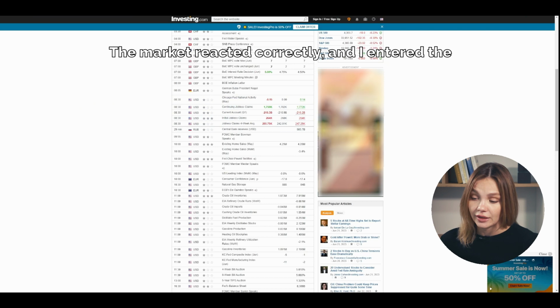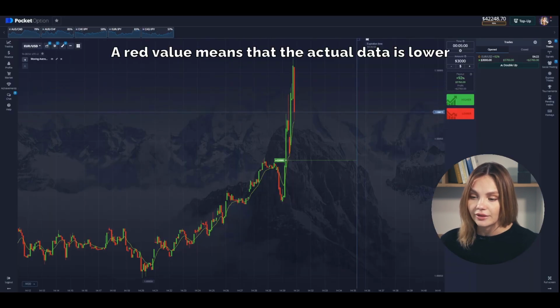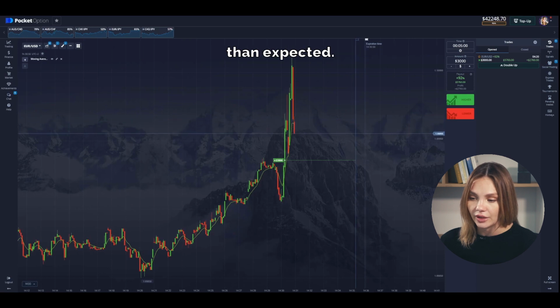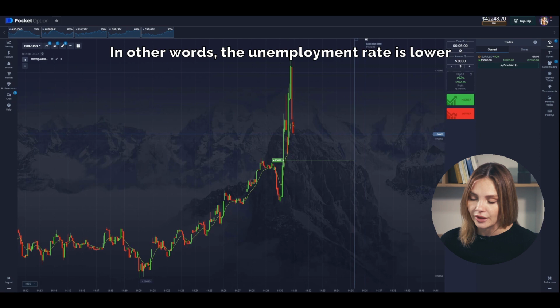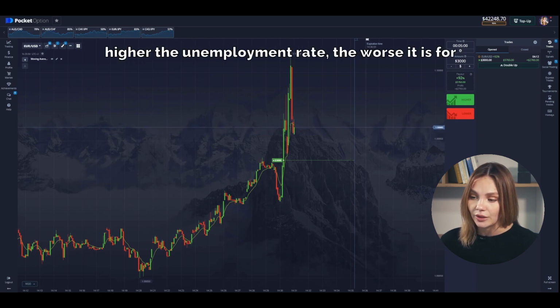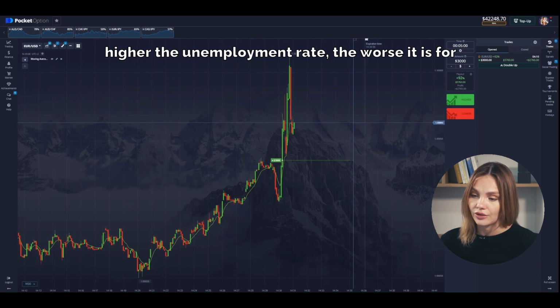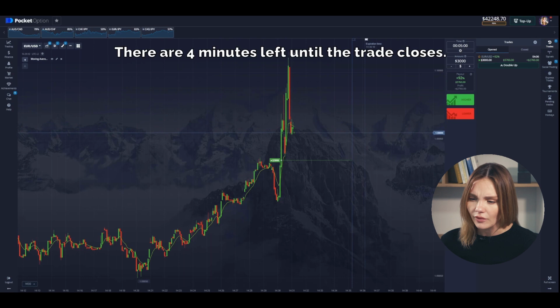The market reacted correctly and I entered the long position correctly. A red value means that the actual data is lower than expected. In other words, the unemployment rate is lower than anticipated, which is good because the higher the unemployment rate, the worse it is for the US market. Overall, it's clear.